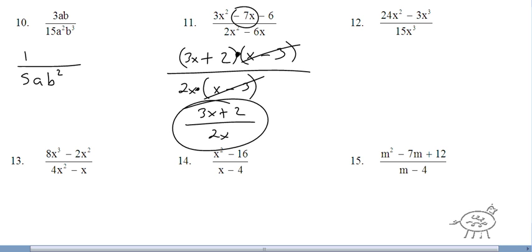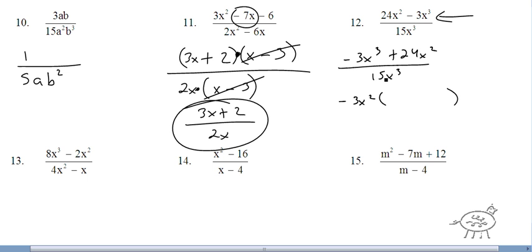Okay, the tricky thing about this one is you got to remember all your rules. So remember the rules were for the top, or for any of them, you got to put it in descending order first. So we get negative 3x cubed plus 24x squared over 15x cubed. And then I'm going to factor out negative 3x squared. So negative 3x squared. And if I do that, I just get x minus 8. And then it's 15x cubed there.